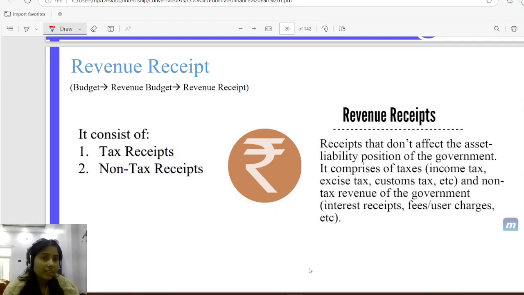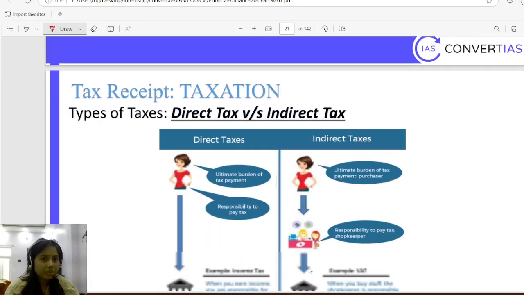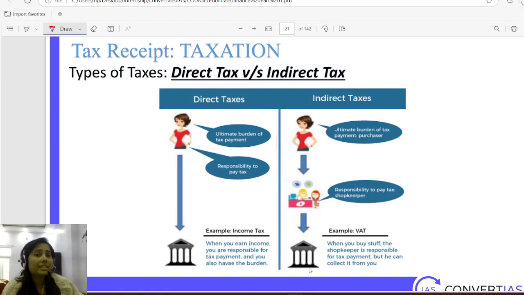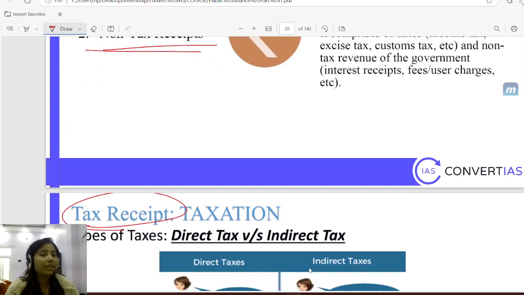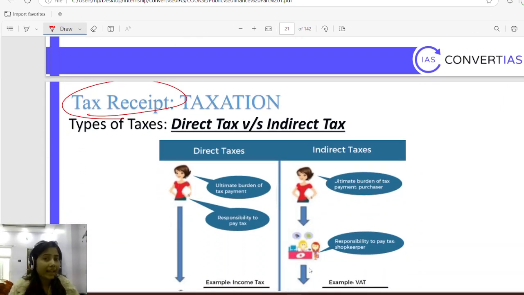Revenue receipt, tax, non-tax, same thing, no need to go into detail. Then comes tax receipt. I have already explained to you what is tax revenue, what is non-tax revenue. So those revenues which come in the form of tax come under tax revenue. So again, from now onwards, I'll be discussing the taxation process. There are two kinds of tax, direct or indirect tax. You are aware of it. There is no need to explain a lot about it because you know.